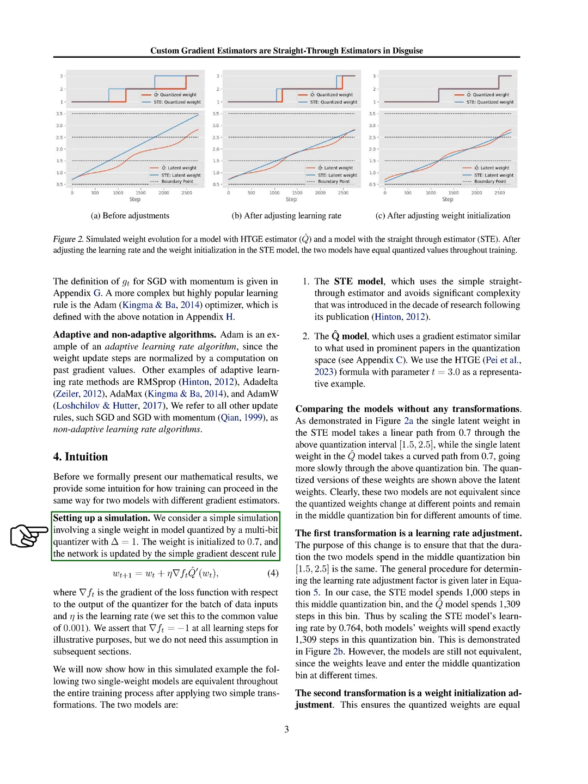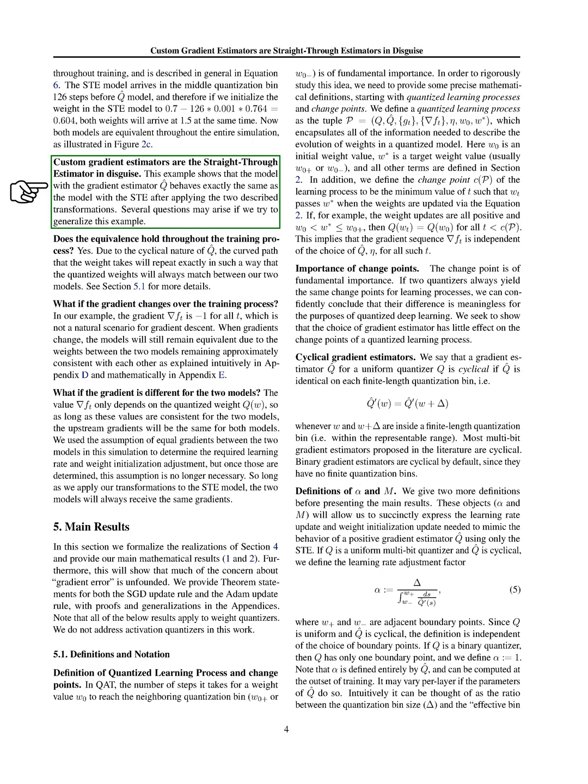To provide intuition, we set up a simulation with a single weight in a quantized model using a multi-bit quantizer with delta equals 1. The weight starts at 0.7 and is updated using gradient descent with a learning rate of 0.001. We assume a constant gradient value of -1 for illustrative purposes. We compare two models: the STE model using the straight-through estimator and the hat-Q model with a similar gradient estimator.